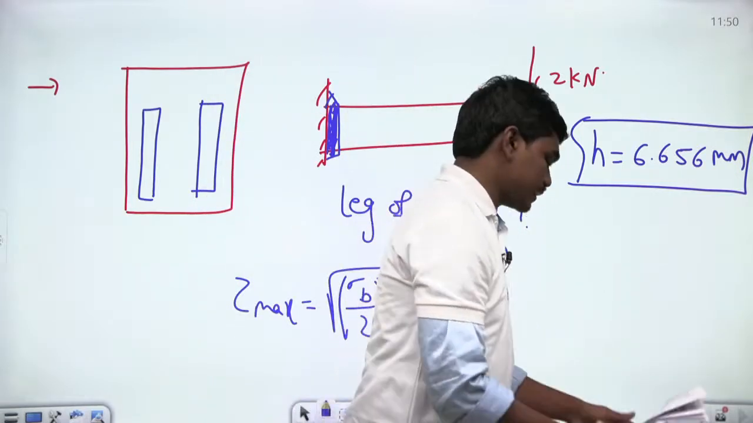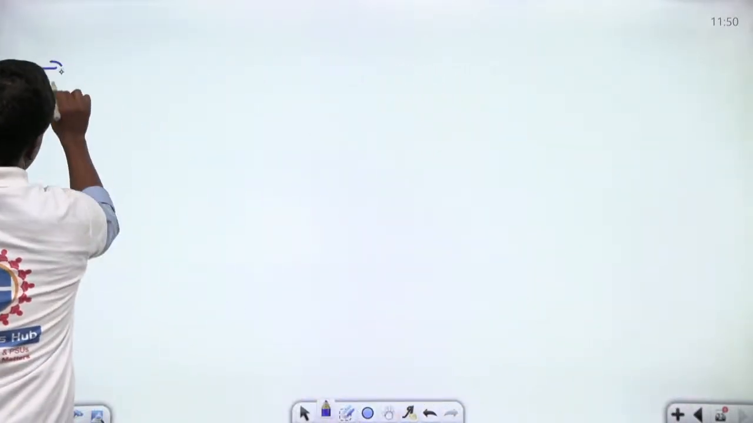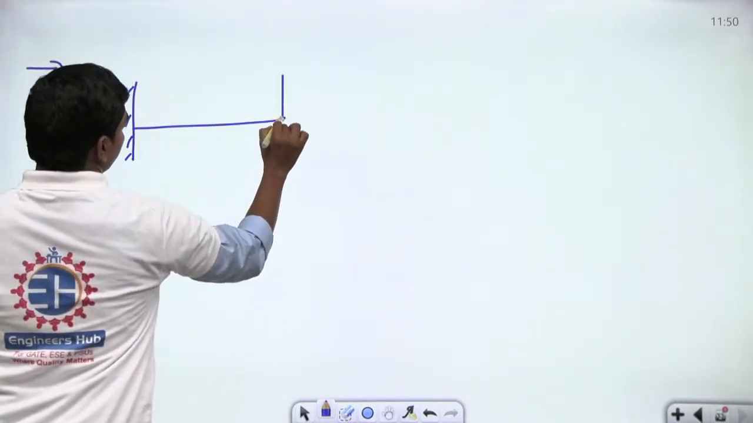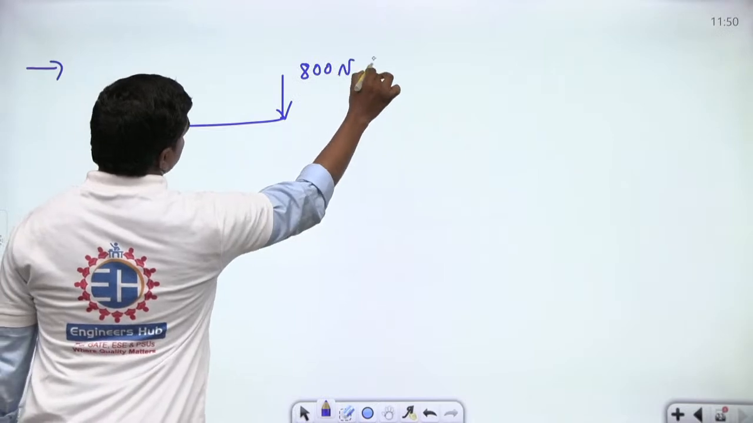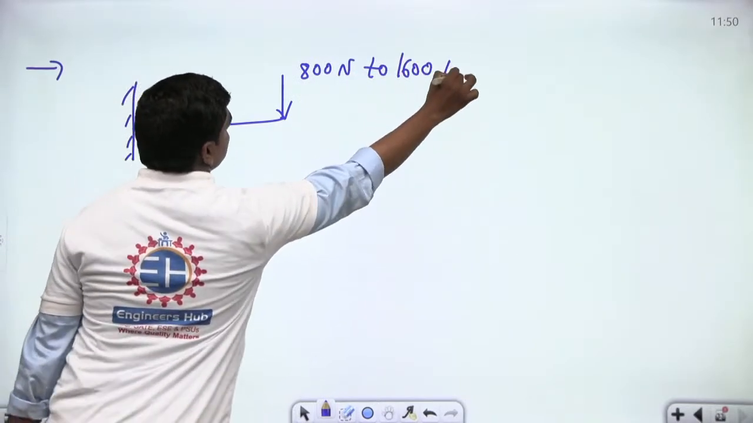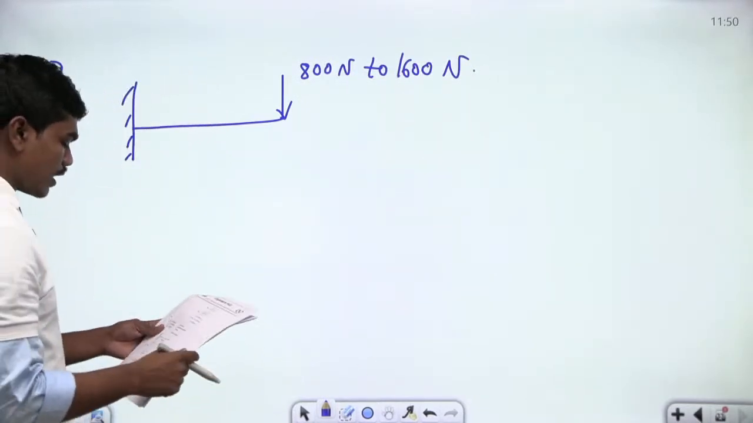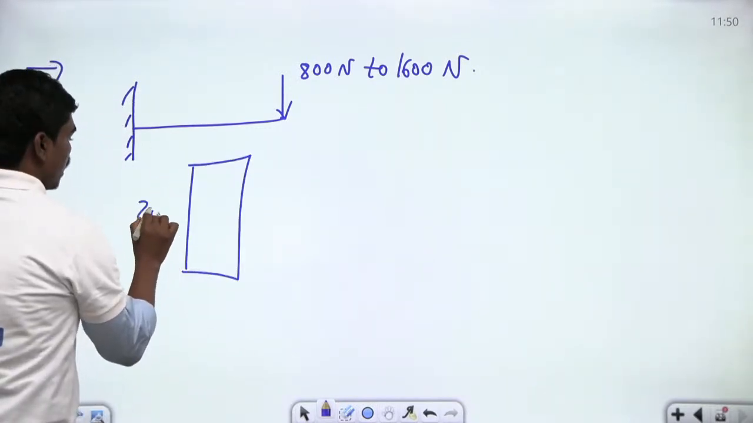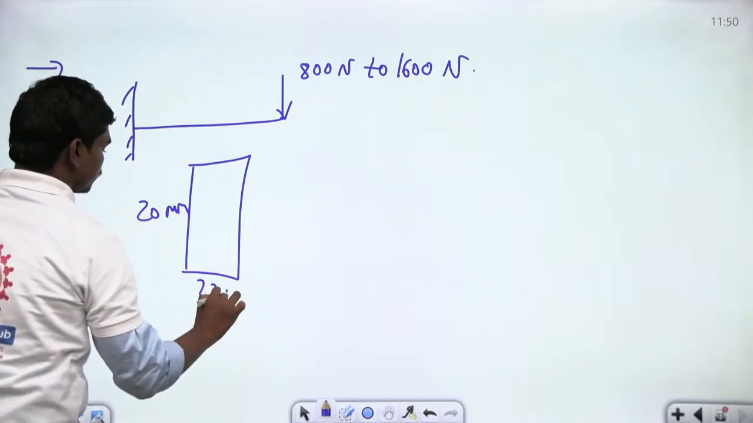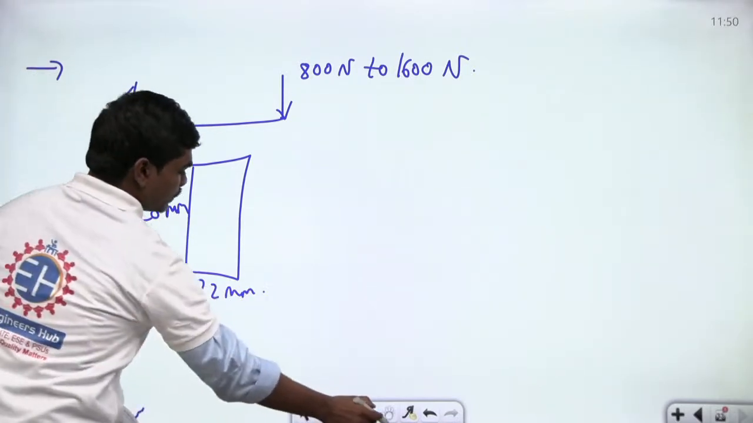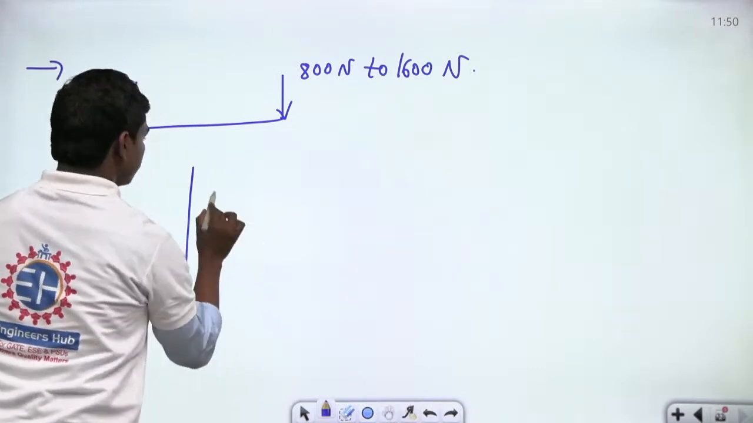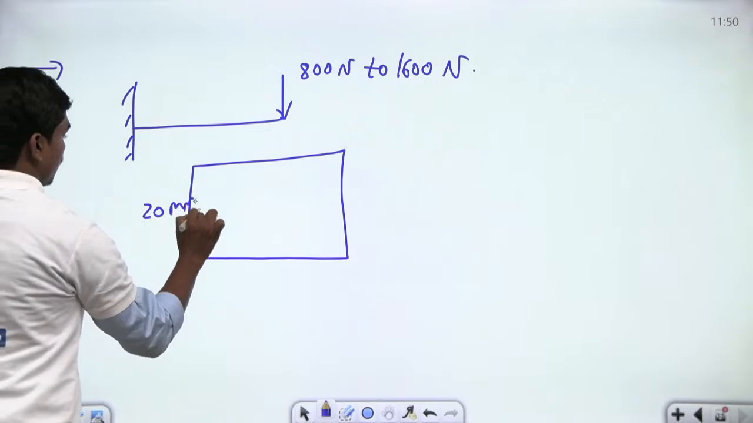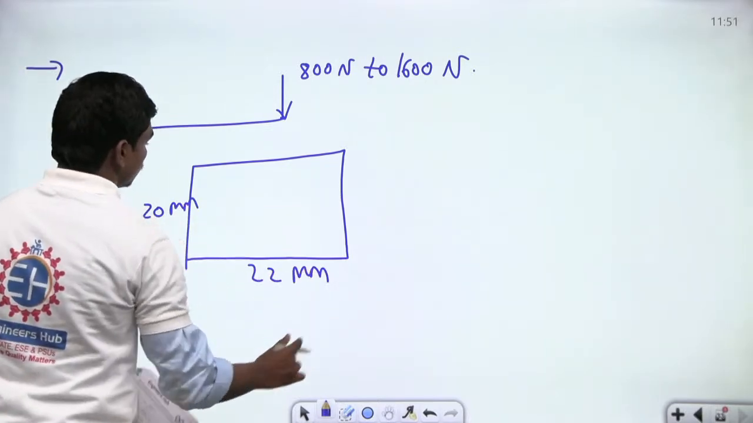the system. Okay, next, there is one question on a cantilever. On a cantilever, there is some variation of the load from 800 newtons to 1600 newtons. So this is what we have. And of course the cross section of this beam is also given, which is something like this: this is 20 mm and this is 22 mm. Let us reframe the diagram. So yes, this is 20 mm, and this is 22 mm. So we have these things.